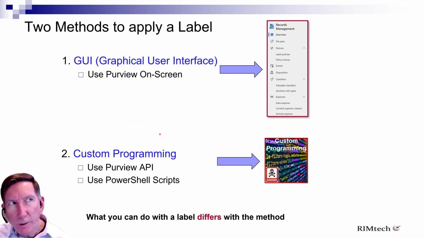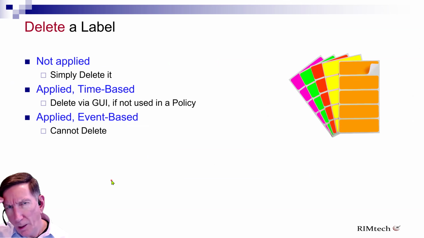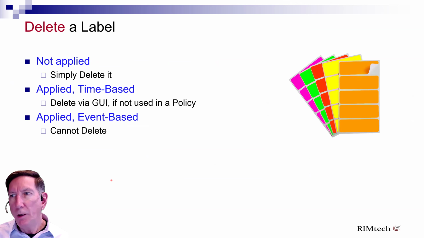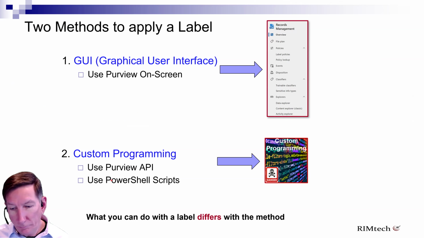But the funny, weird thing is that a given label, whether applied or not, what you can do with that label depends on whether you're using the GUI or custom programming. One more time, there's only so much you can do with the user interface, but you can do a lot more with custom programming. And I can tell you this, here at RimTech, in our practice for our clients, guess what? We don't use the GUI.